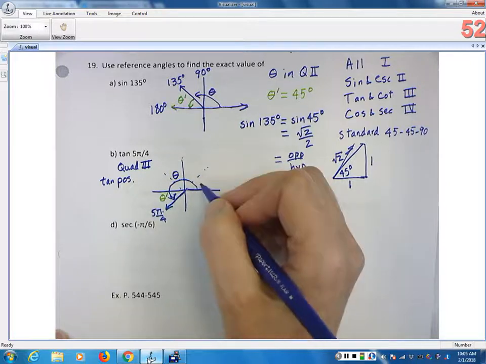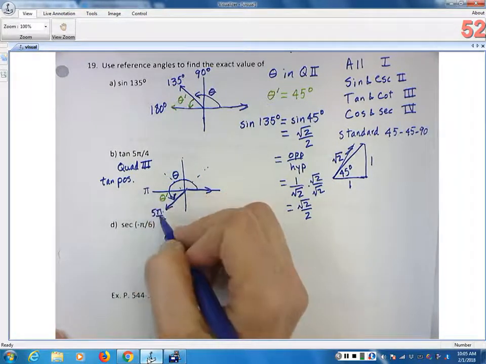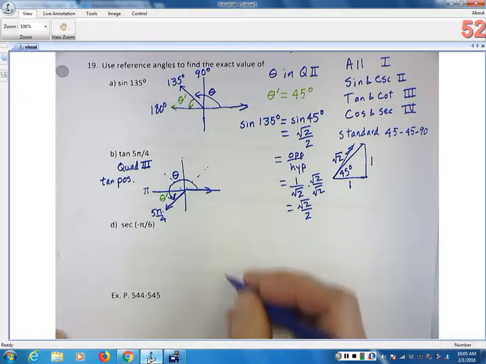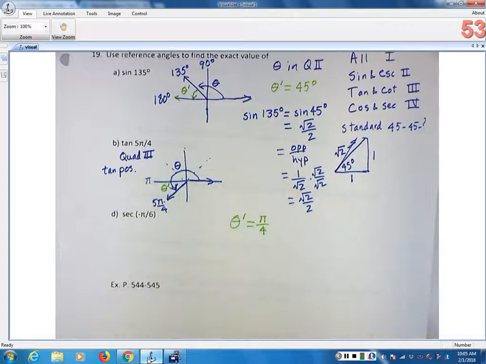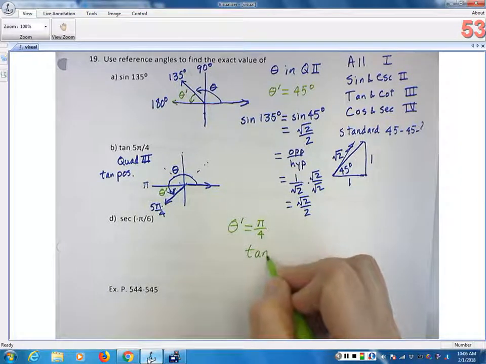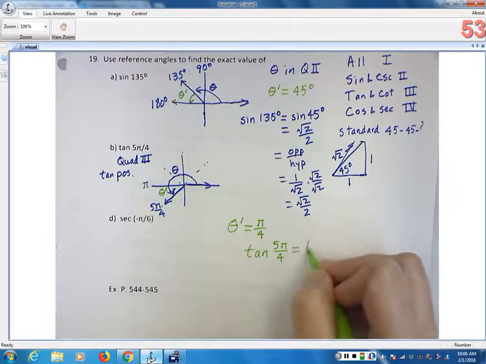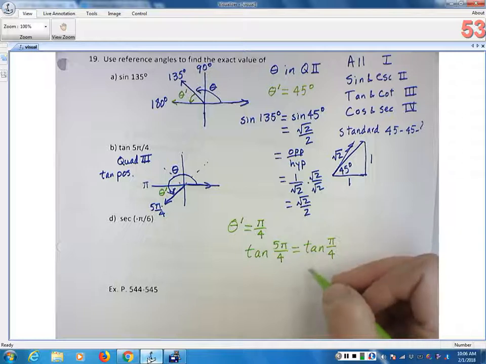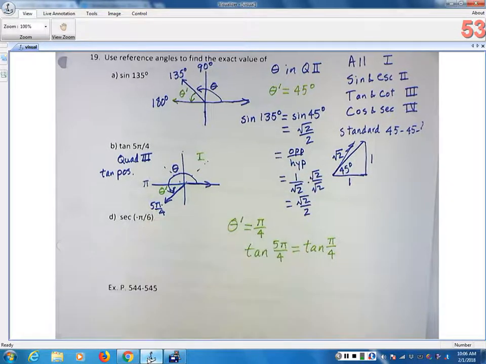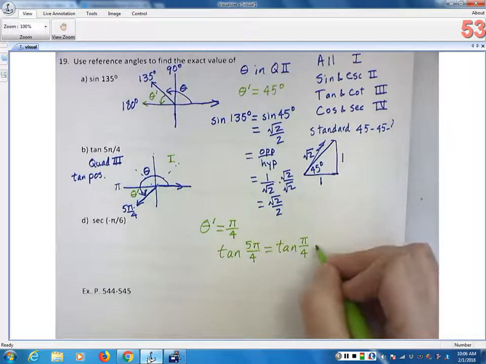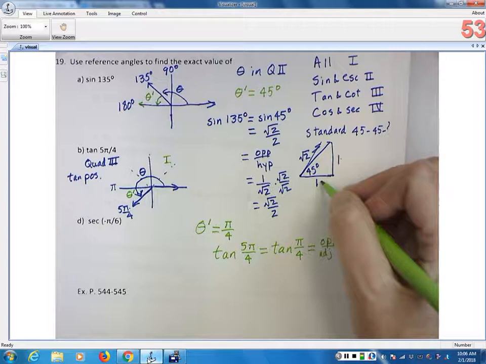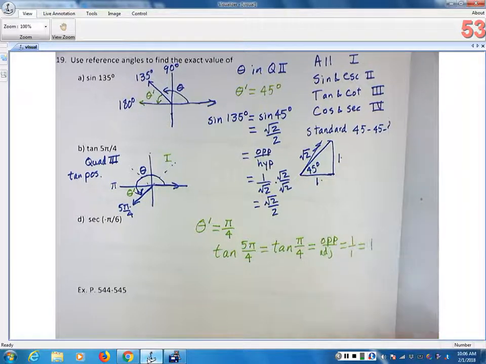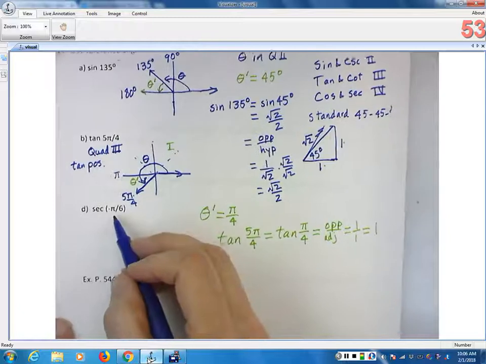All functions are positive in quadrant 1. What is theta prime going to be? 5 pi over 4 minus pi. It's just going to be pi over 4. So theta prime is pi over 4. Tangent of pi over 4. So tangent of 5 pi over 4 is going to equal the tangent of pi over 4, because tangent is positive in quadrant 1 and 3. And tangent is opposite over adjacent, so it's 1 over 1, or 1. Okay? If you do that enough, you will have these memorized. Okay? And then the last one, secant of minus pi over 6.